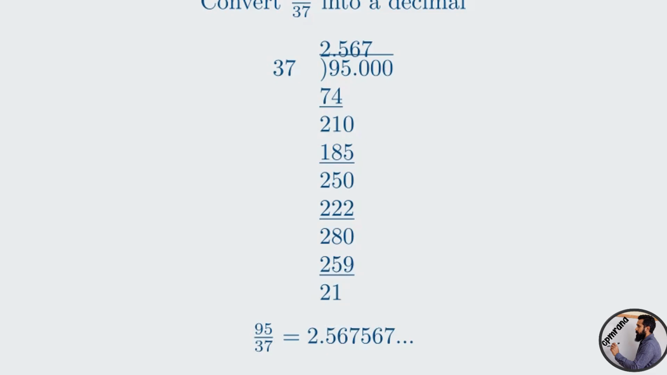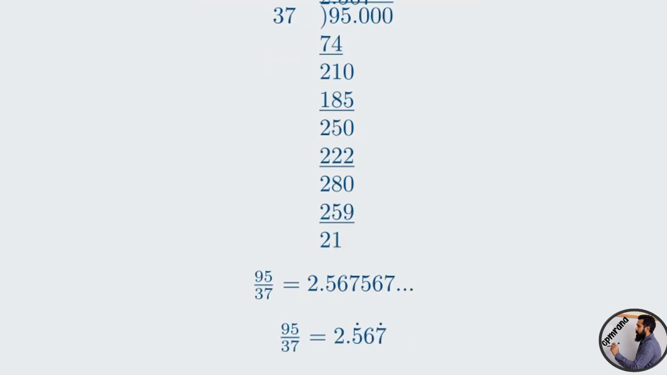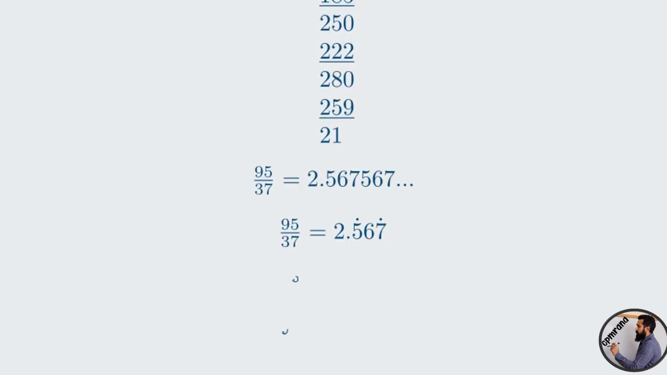Just like before, we use dots to show the repeating part. We place a dot over the 5 and a dot over the 7 to show that the entire block from 5 to 7 repeats. In summary, we've successfully converted both fractions. 3/11 becomes 0.27 repeating, and 95/37 becomes 2.567 repeating. You've now mastered long division for repeating decimals.